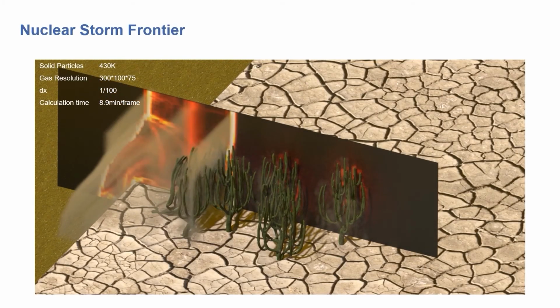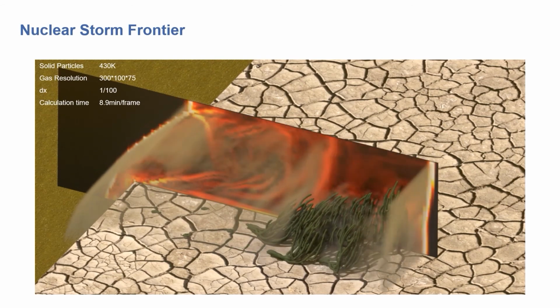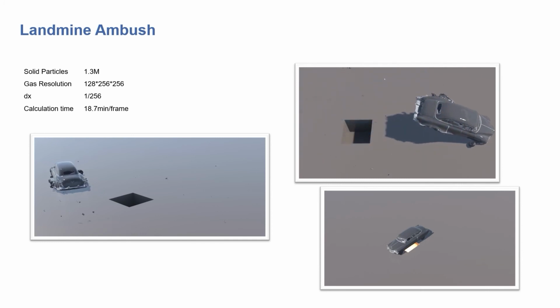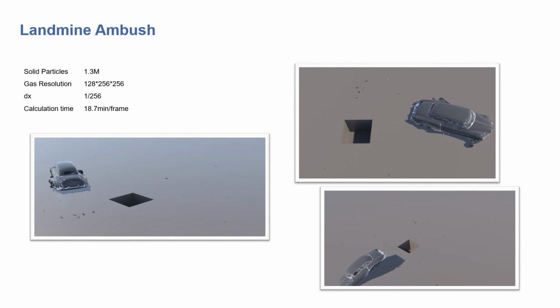Far from the nuclear bomb center, the storm destroys a cactus forest. A landmine ambushes some VIPs. Note that the tires are elastic and easily torn into the sky. The body is iron, which takes some permanent damage but still holds most of its shape.